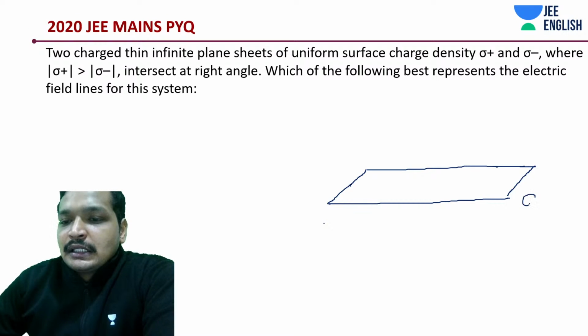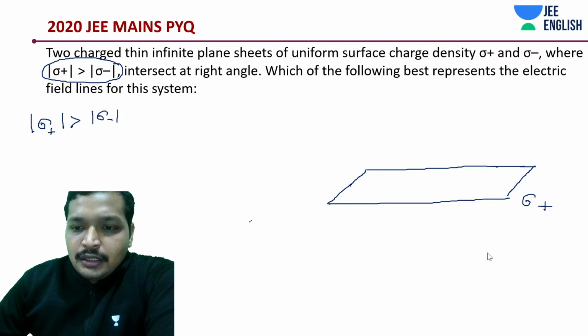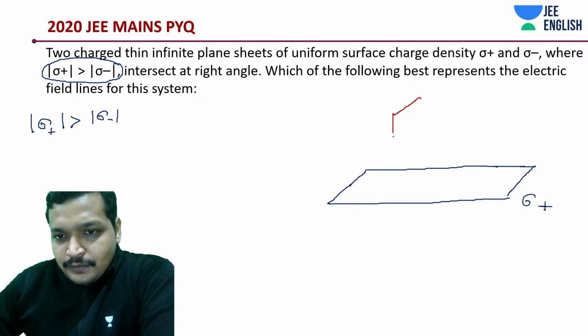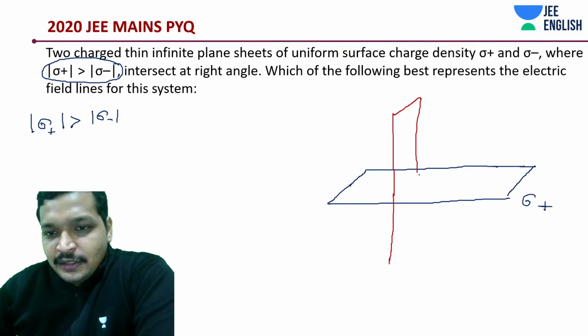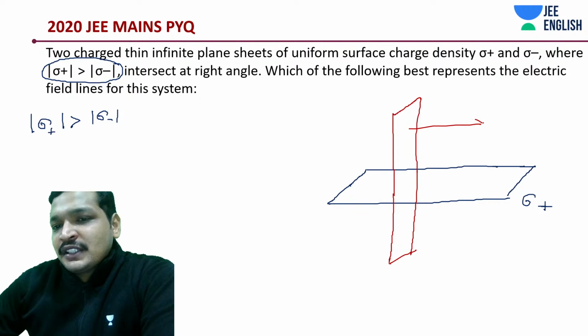What is this? This is sigma positive, and you have been given a condition. What is the condition? This is the condition: the magnitude of sigma positive is greater than the magnitude of sigma negative, and this is negative. Okay, you can imagine it to be just a plate, but this is not necessary, guys. You can take it in 2D. Ultimately, your graph is supposed to be in 2D.